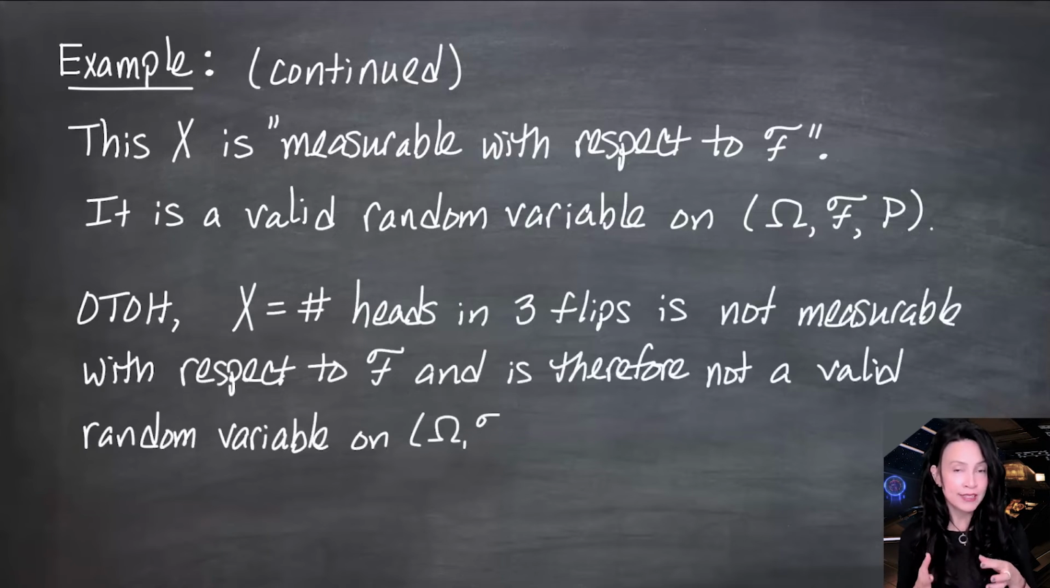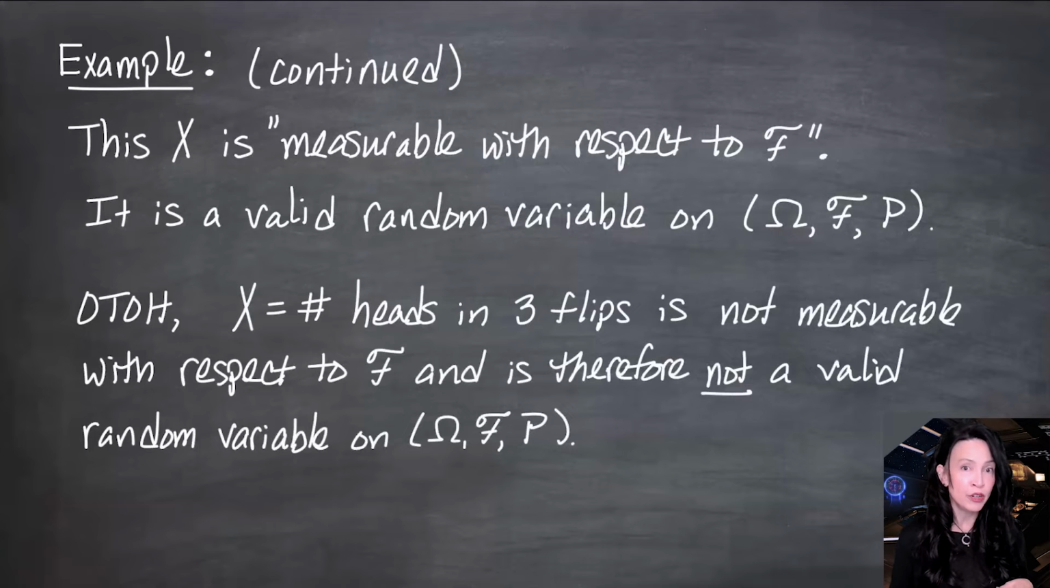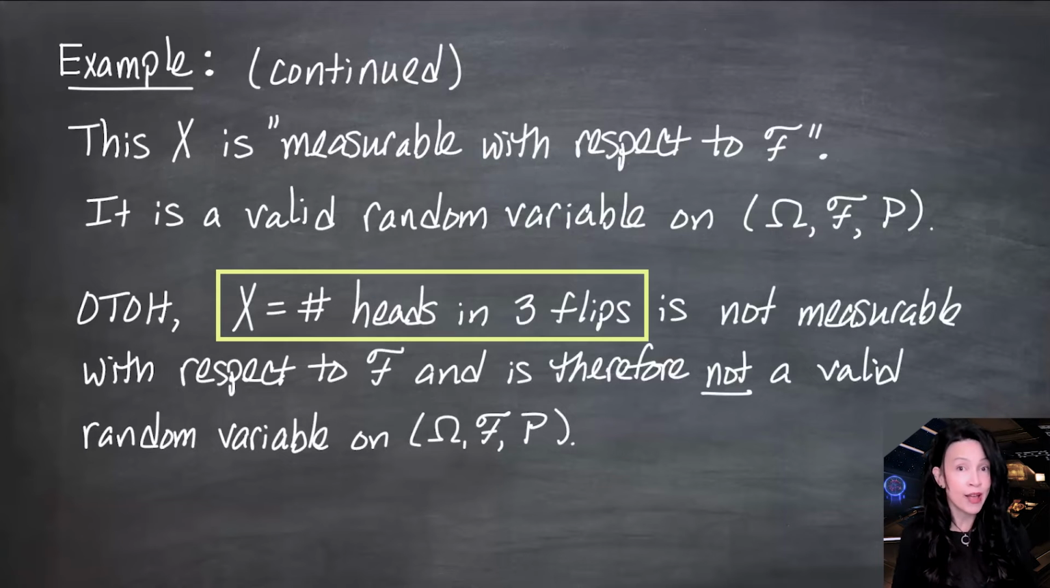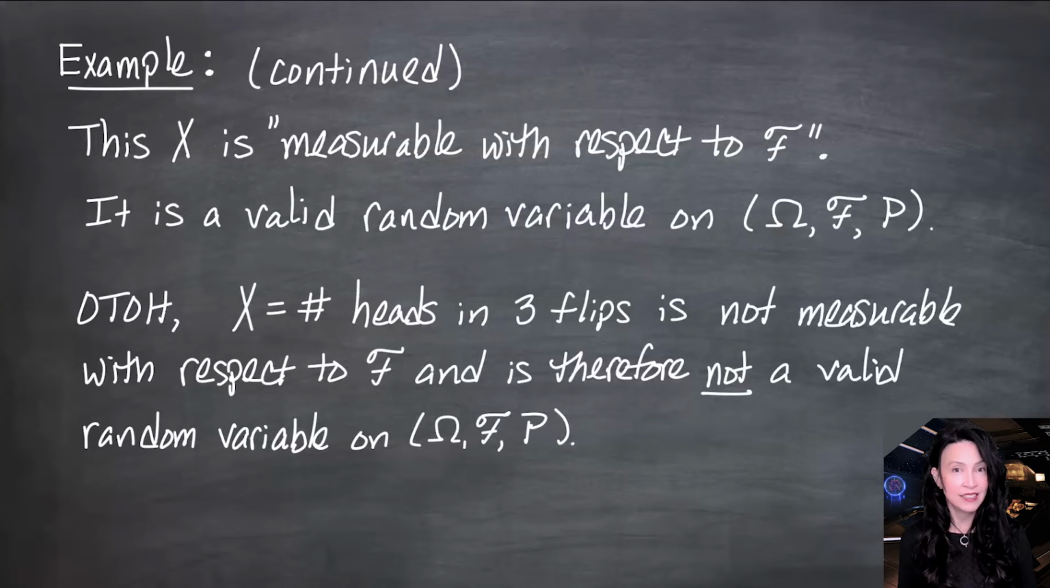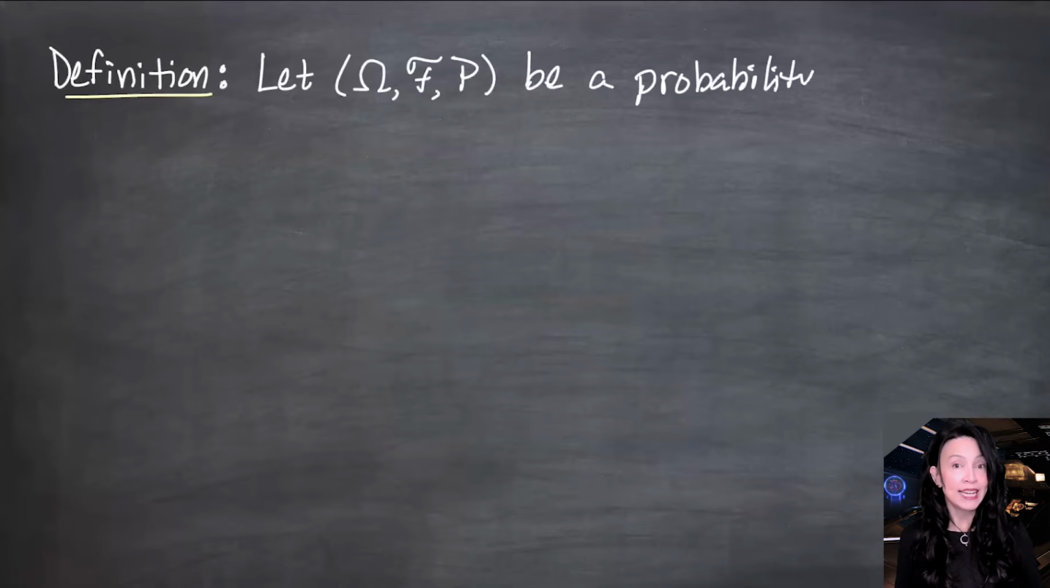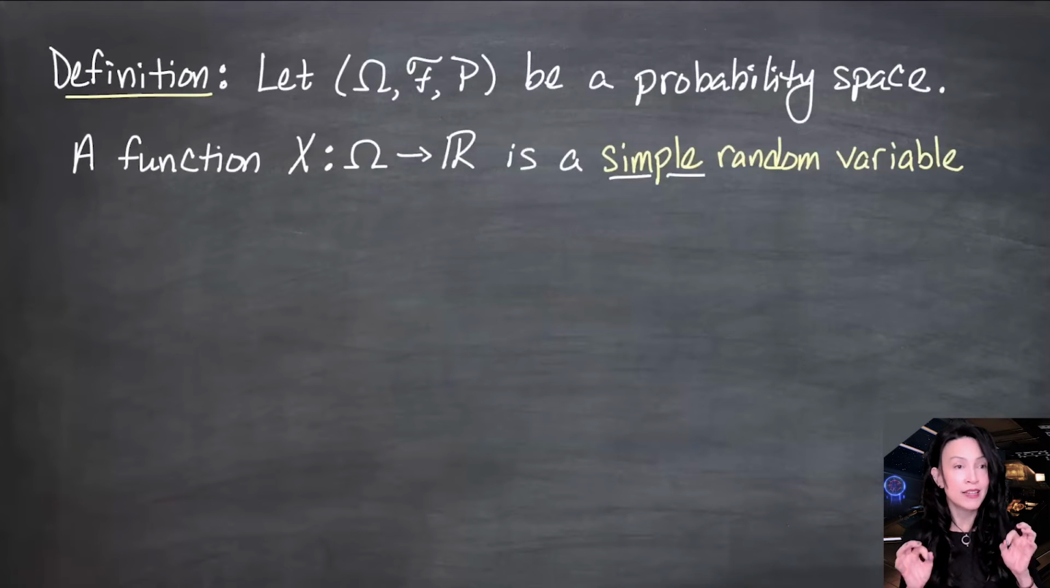So sticking with the same probability space, defining the random variable a little bit differently, this is not a random variable with respect to this probability space. It is not a measurable function. So that's the idea behind measurable functions, but I do need to state this a little more formally. So let's define what is meant by a simple random variable, and I mean that literally. It's called a simple random variable.